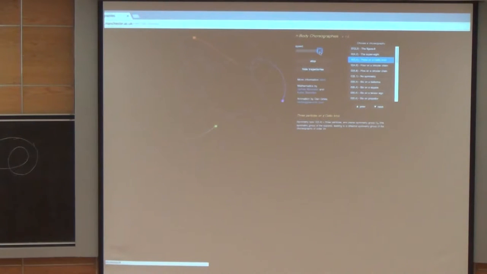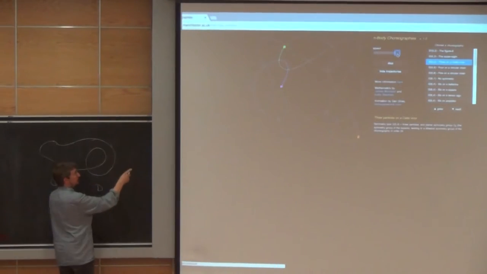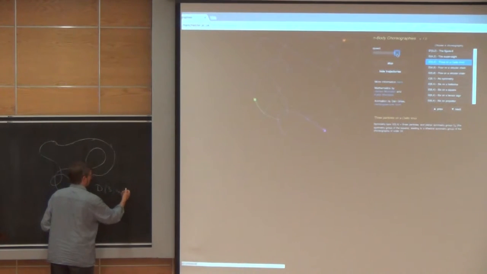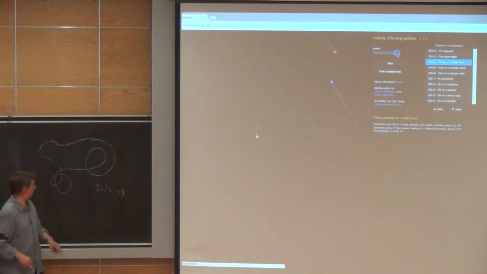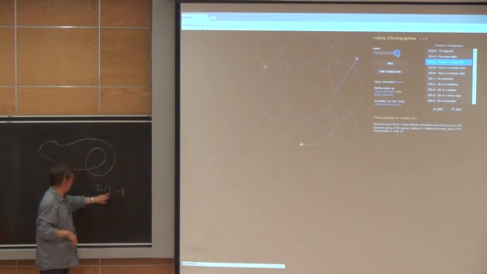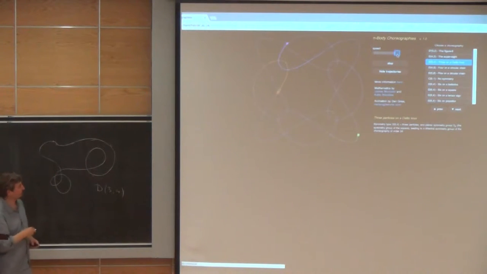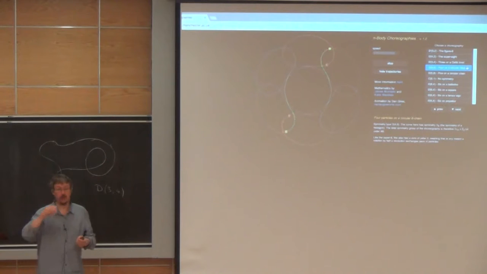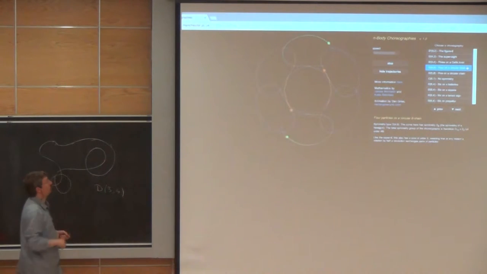I'll show you a very nice website at the end. So this in the notation has a reflection symmetry, so it's a D, 3 particles, 4 slash 1. So that's called D3, 4, the symmetry of the square, and 3 particles. Here's 4 particles. We saw one with 4 on the figure 8. And here's 4, and it has 6-fold symmetry, D4, 6.